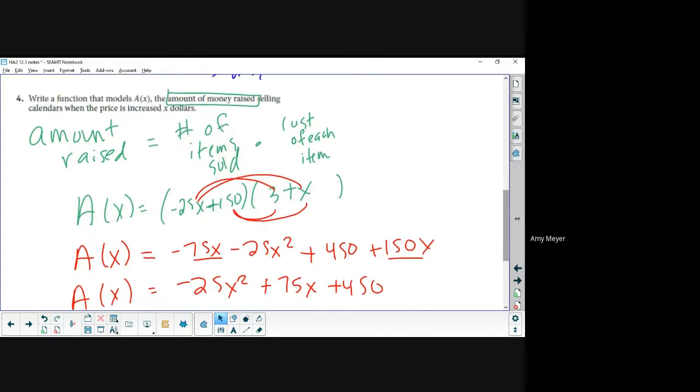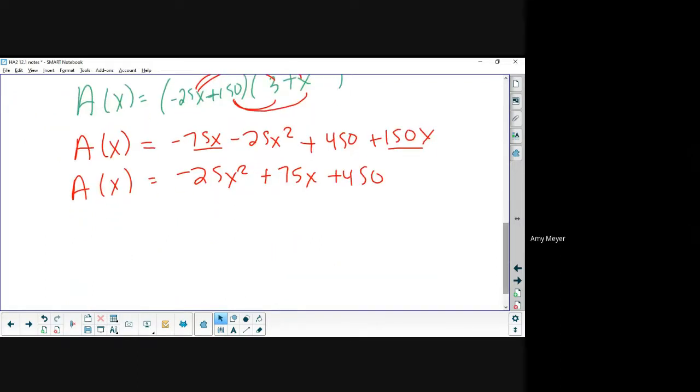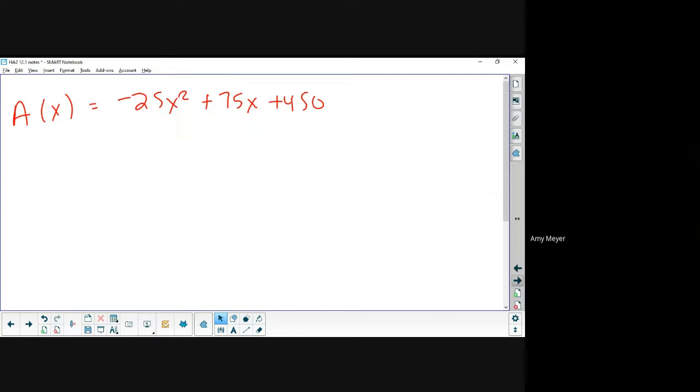What does this function tell us? The amount of money raised. If the calendar increases by $1, I put in 1 and I find out how much was raised. If the calendars are sold for $2 extra, I put in 2 here. My output is how much money raised. So let's, somewhere by the function, let's kind of write that down. X is the cost increase.